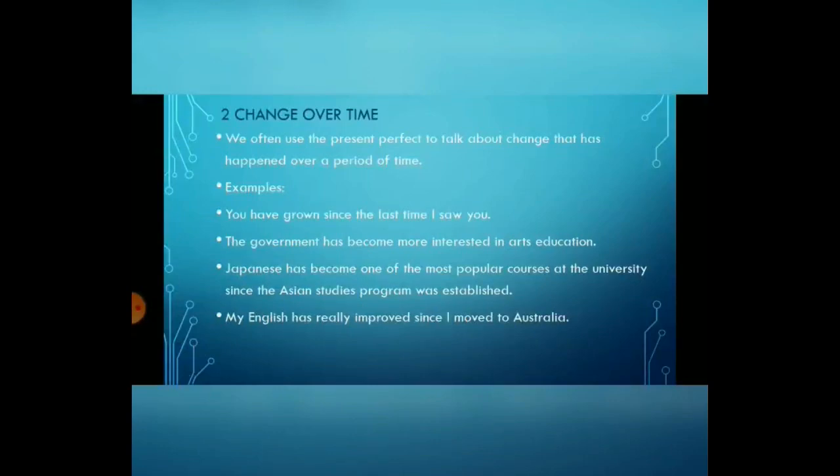The next point is point 2, change over time. We often use the present perfect to talk about change that has happened over a period of time. Example: you have grown since the last time I saw you. The government has become more interested in arts education. Japanese has become one of the most popular courses at the university since the Asian Studies program was established. My English has really improved since I moved to Australia.